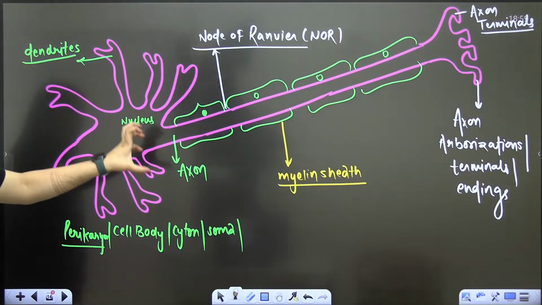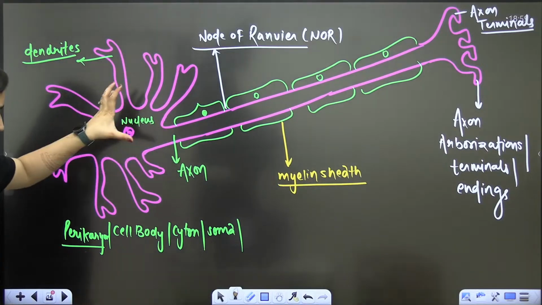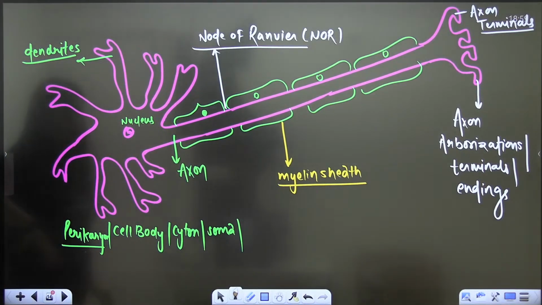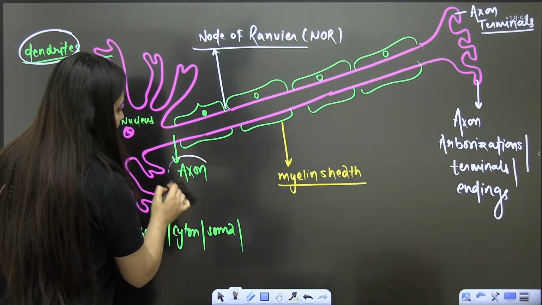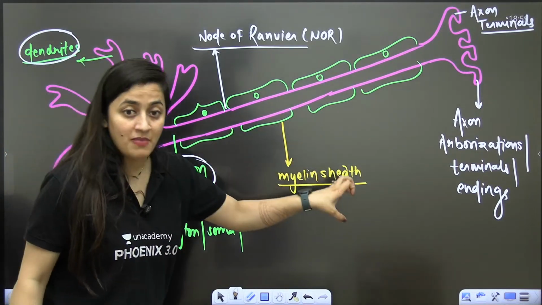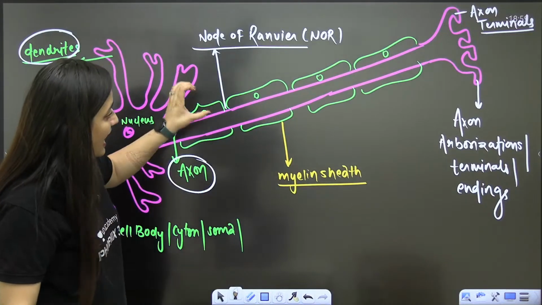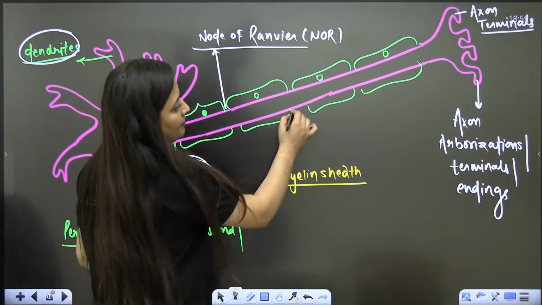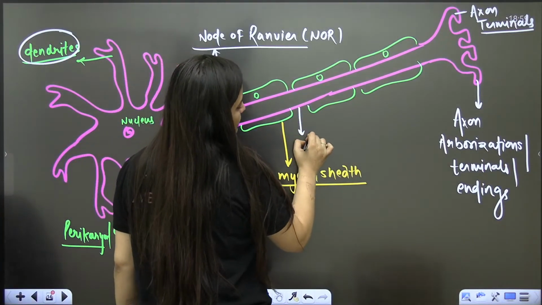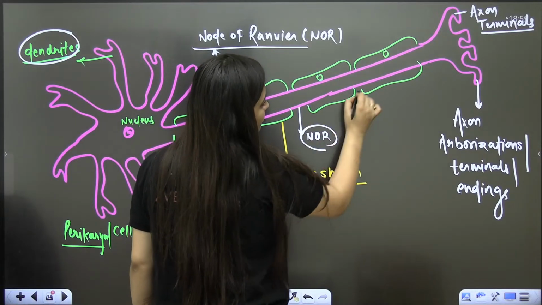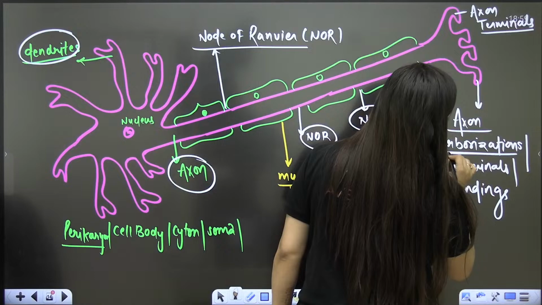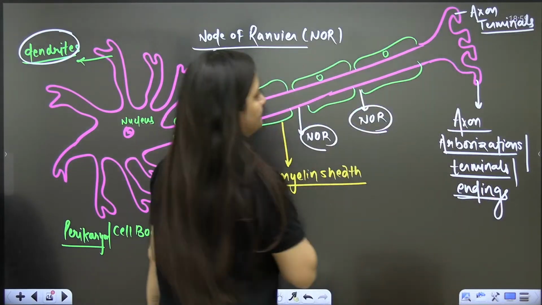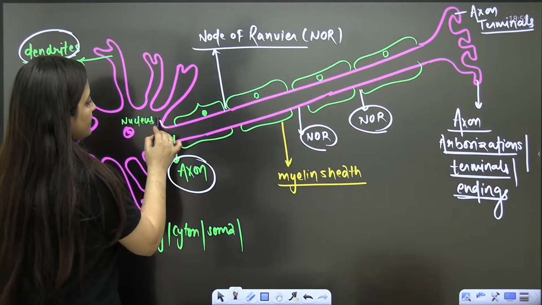So what is this? It is the cell body, cyton, soma, perikaryon. The branches here, dendrites. The cylinder here, axon. These are the coverings of myelin sheath. I'll explain it. And here in between, this is the part of the axon which is not covered with the myelin sheath. It is the node of Ranvier. And these are the axon endings, axon arborization, axon terminals. This is it.